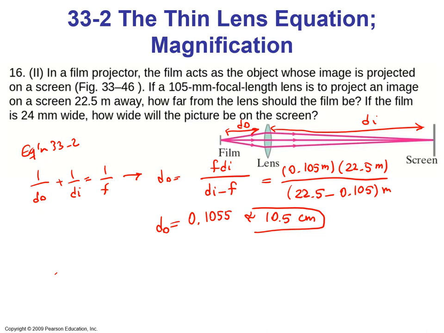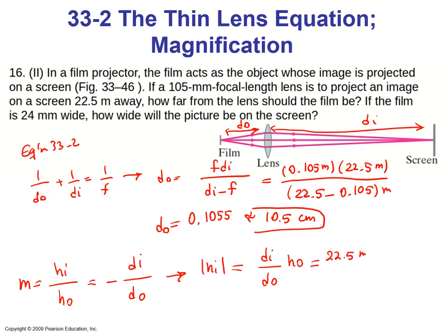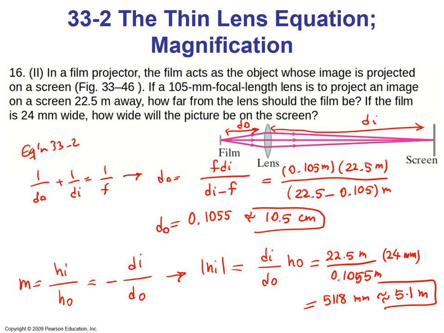To find the size of the image, we have to look at the magnification equation. Magnification is equal to the ratio of the image size divided by the object size, and that is equal to minus the distance of the image from the lens over the distance of the object from the lens. Solve it for the size of the image on the screen is equal to DI over DO multiplied by HO. If you plug in the values, we have 22.5 meter divided by 0.1055 meter multiplied by 24 millimeter. That is equal to 5118 millimeter, which is almost 5.1 meter. That's the width of the picture on the screen.